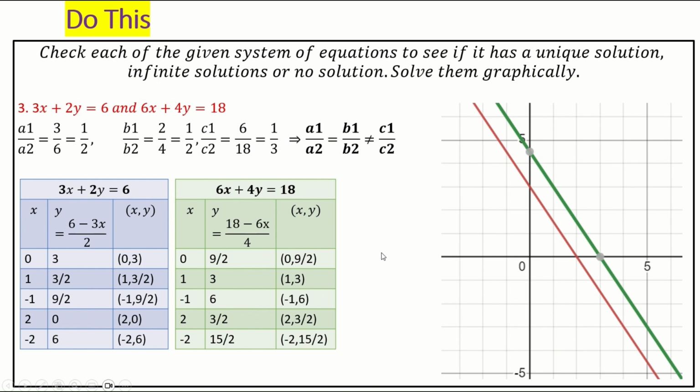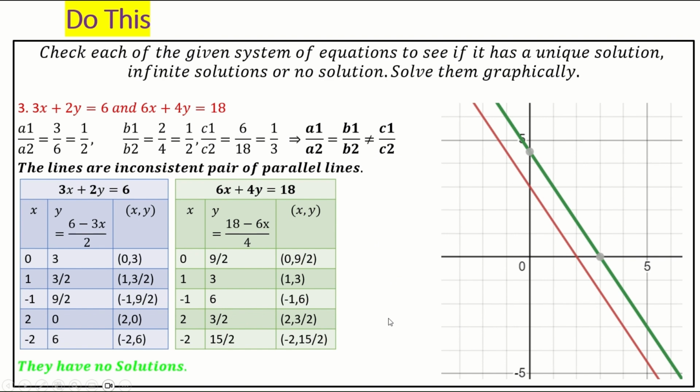Okay, third one is 3x plus 2y equal to 6, 6x plus 4y equal to 18. Here, what we see in the ratios is a1 by a2 is equal to b1 by b2, not equal to c1 by c2. That means they are parallel lines, right? So in the graph, you see the same parallel lines here. They have no solution.